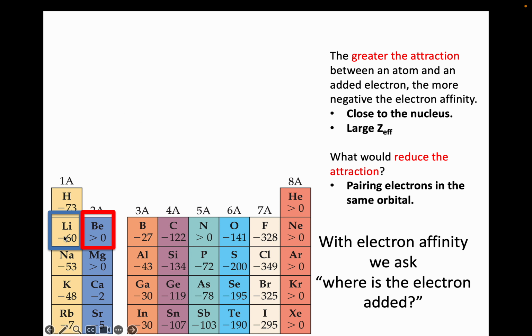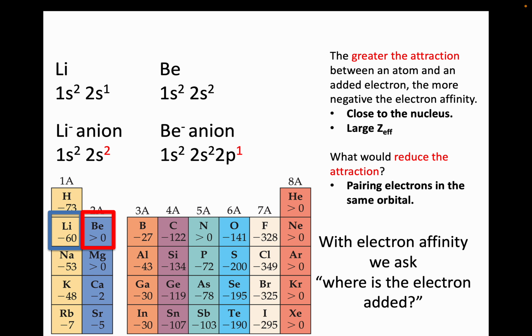How about this comparison? It's favorable to add to lithium, but not beryllium. Lithium is 1s2, 2s1. Beryllium, 1s2, 2s2. We ask the question, where's the electron going? For a lithium minus anion, it's populating the 2s. For the beryllium, the 2s is filled, so it needs to fill the 2p. This is back to the idea that the 2p orbital is a little farther away than the 2s. And it turns out in this case, that makes it an unfavorable addition, whereas if I'm adding to lithium and I'm still populating the 2s, it's favorable.